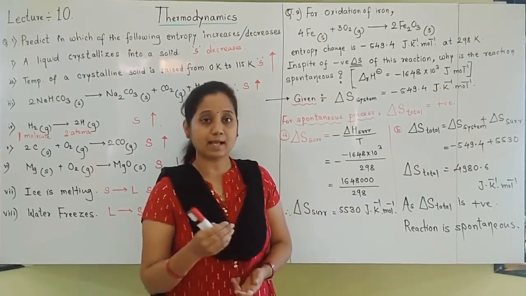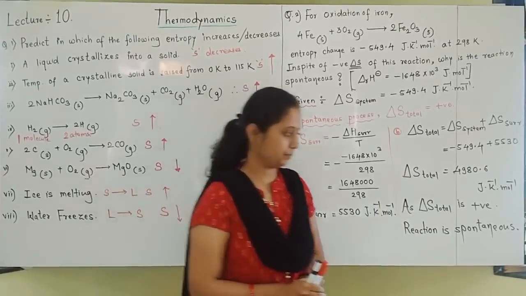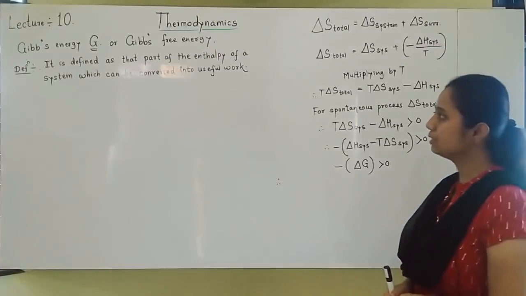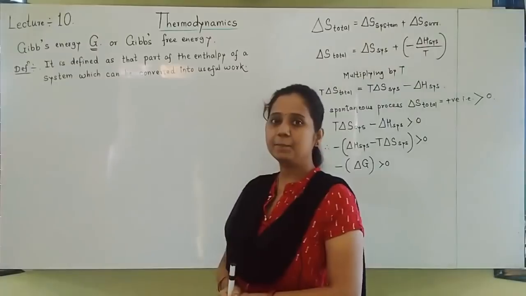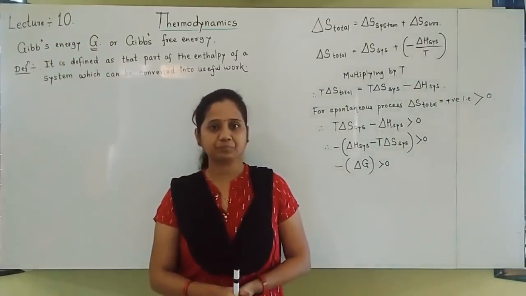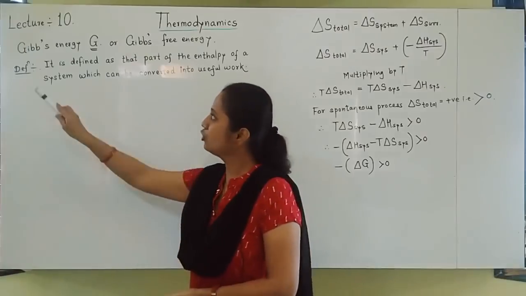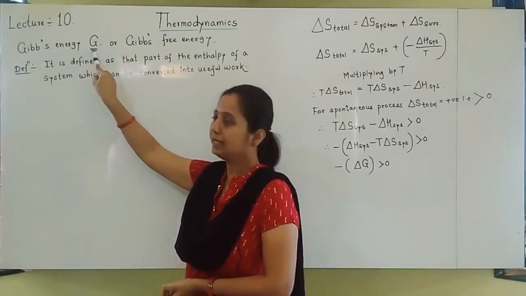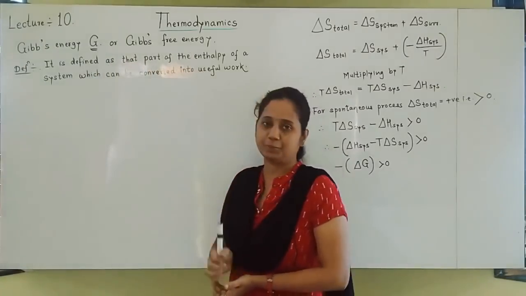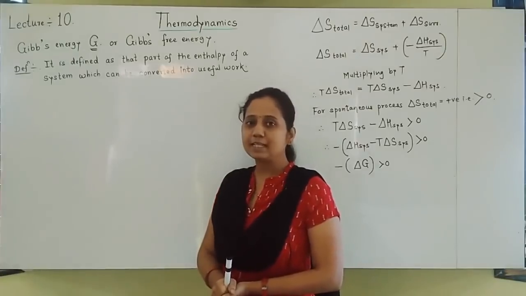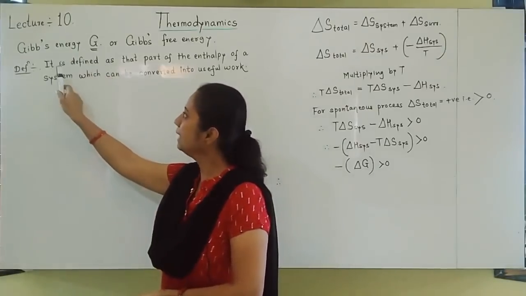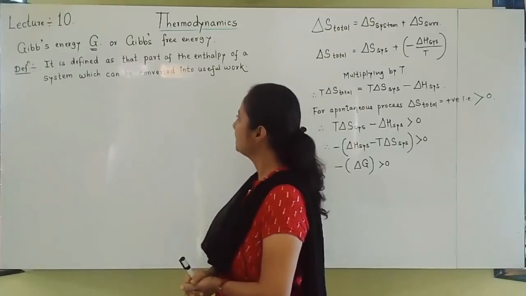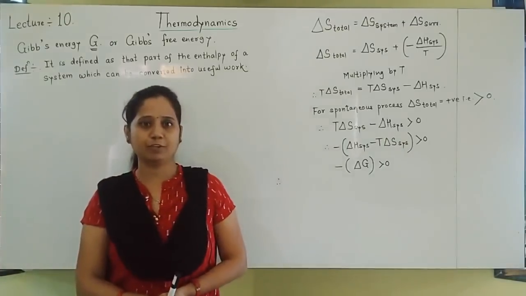Let us see the next and last concept, Gibbs free energy. Students, let us see the topic Gibbs energy. It is a small topic. Gibbs energy is indicated by the symbol capital G. It is also called Gibbs free energy. What is Gibbs energy? It is defined as that part of the enthalpy of a system which can be converted into useful work.